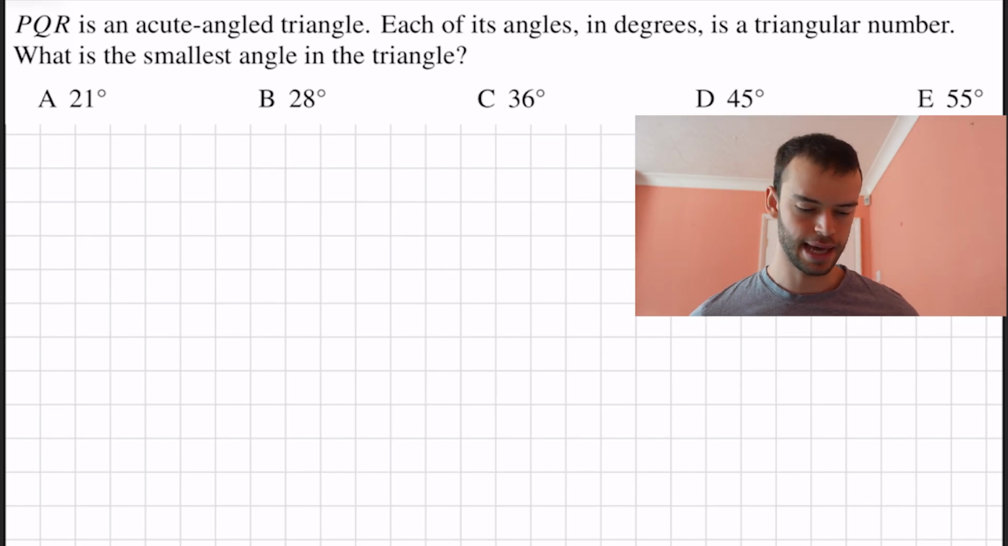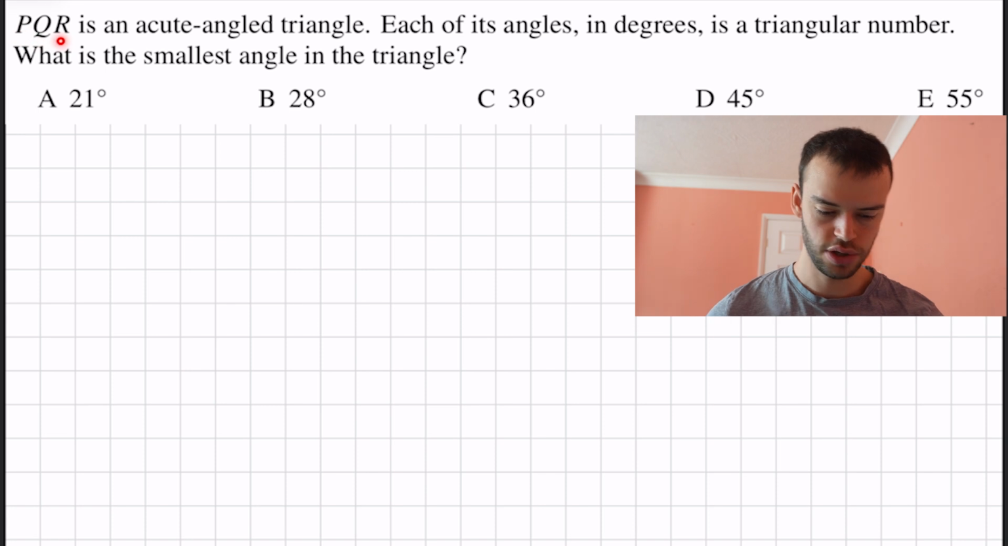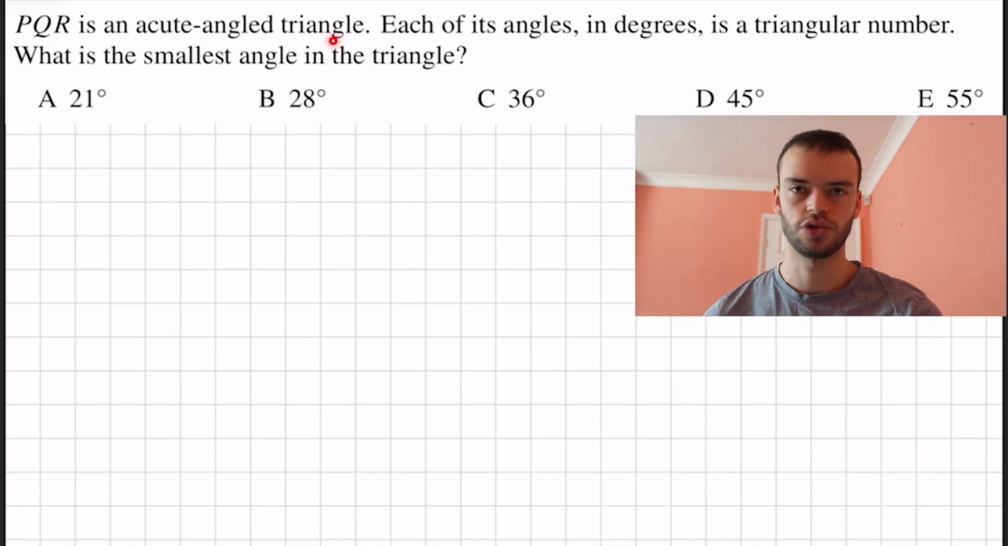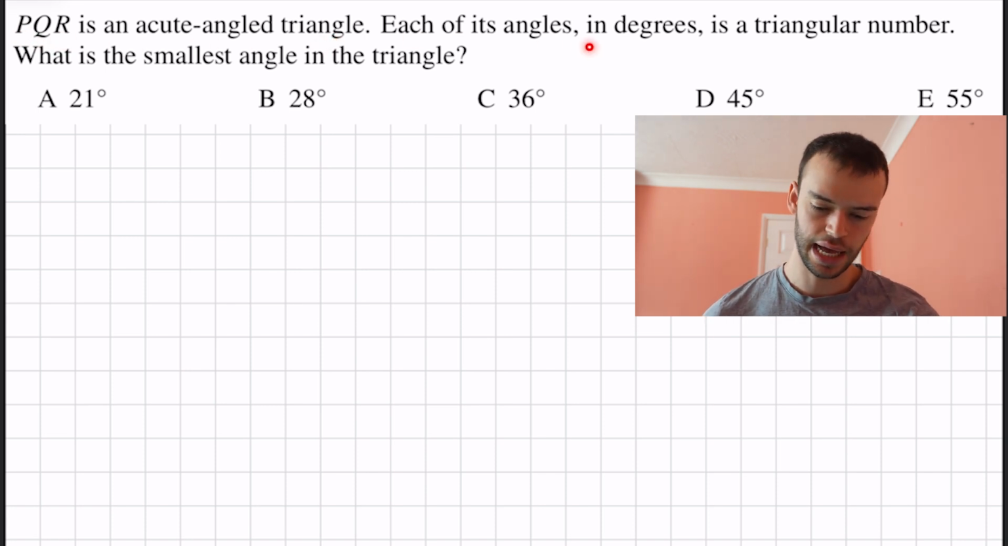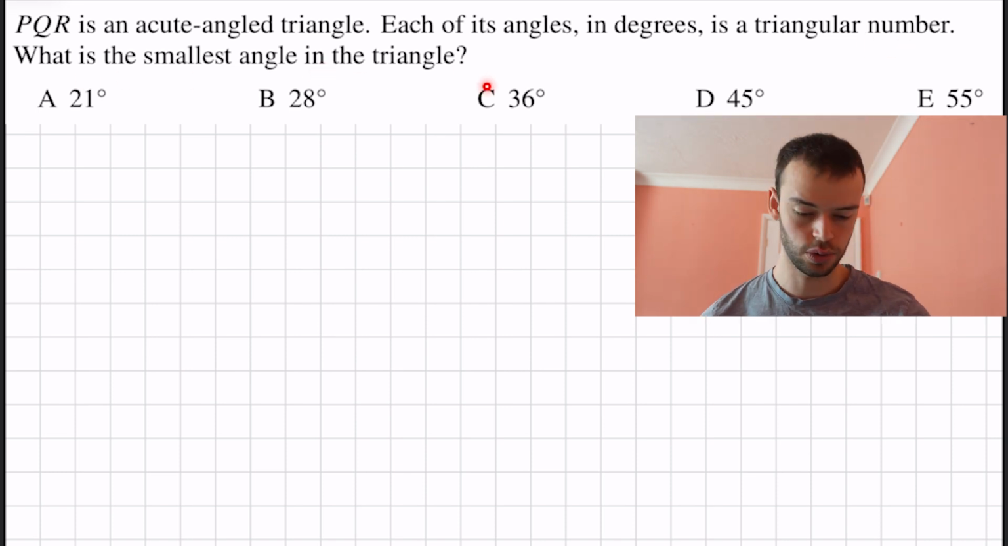Let's have a read of it together. So PQR is an acute angled triangle. Each of its angles in degrees is a triangular number. What is the smallest angle in the triangle? Have a pause of this and have a go at it yourself, then we'll solve it together.